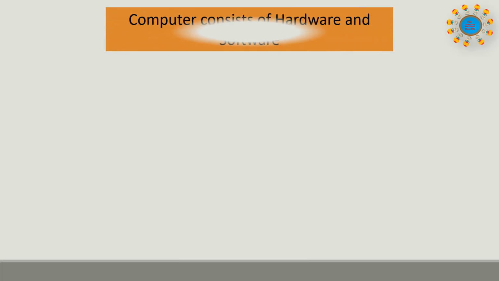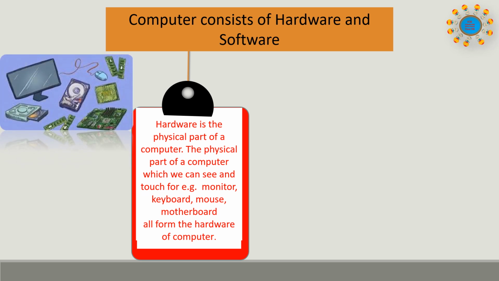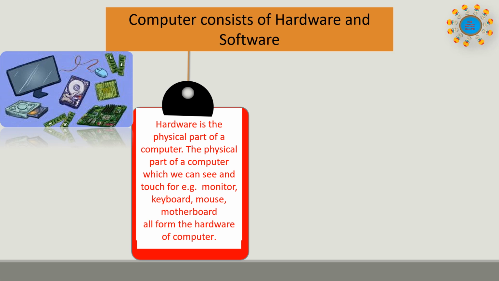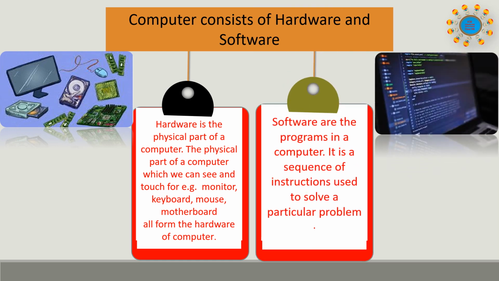And in computer, hardware and software are there. Computer is divided into hardware and software. Now we can see the definitions of hardware and software. Hardware is the physical part of a computer, the physical part which we can see and touch. Example, here we can see the monitor, keyboard, all these things. Whatever we can see and touch in computer, it is the hardware. And software are the programs in the computer. It is a sequence of instructions used to solve the particular problem.